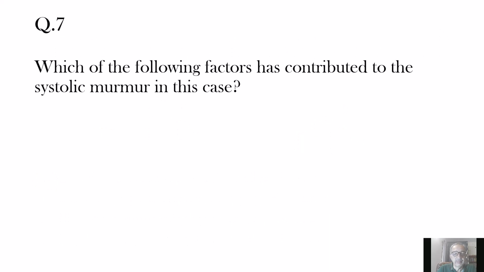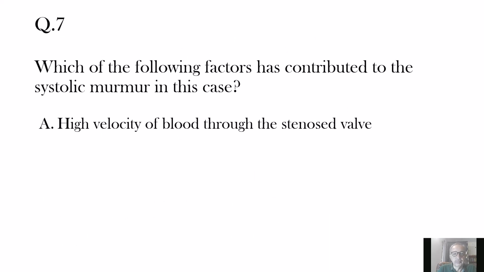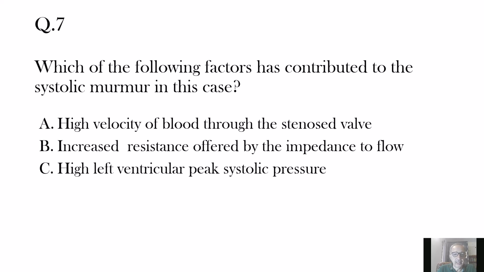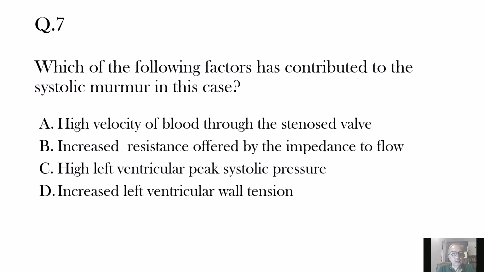This is question 7. Which of the following factors has contributed to the systolic murmur in this case? High velocity of blood through the stenosed valve, increased resistance offered by the impedance to flow, high left ventricular peak systolic pressure, increased left ventricular wall tension. The systolic murmur is due to the turbulence during the systole, during the ejection, due to a large amount of resistance to the flow. But the murmur as such is not due to the resistance. It is due to the high velocity caused by the resistance. So the answer must be high velocity.